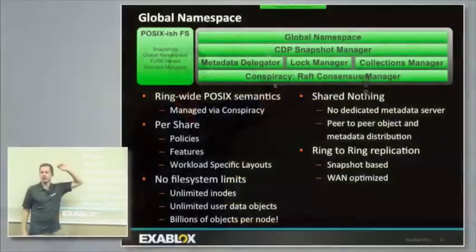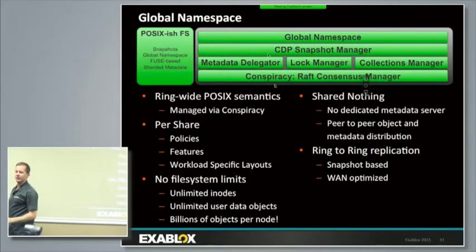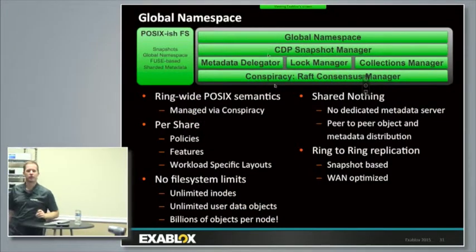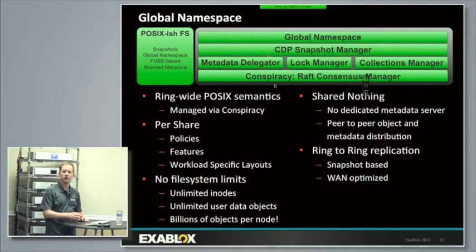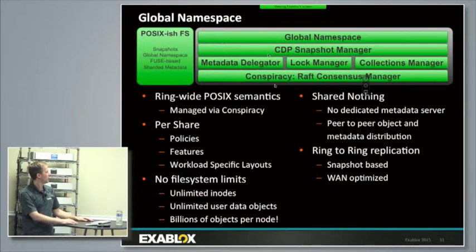We have a technology we call conspiracy that under the hood manages our cluster state and generates consensus across the cluster, which we call a ring, to make sure that we can provide those POSIX file system features. It's a bit above and beyond what, say, a NoSQL database with eventual consistency needs to do. We need to go a bit further than that.